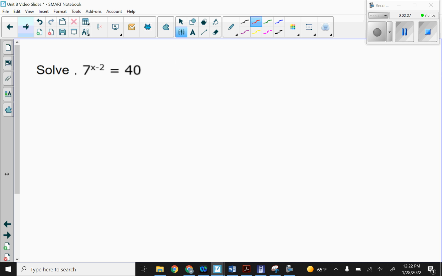In this example, now we have a little bit more. So we're going to start the same. So log base 7 of 40 equals x minus 2. Well, now x isn't by itself. So we need to move that minus 2. We're going to do that like we normally would, adding 2 on both sides.